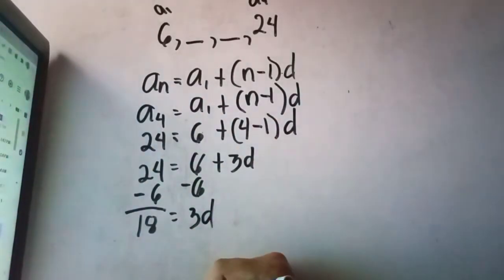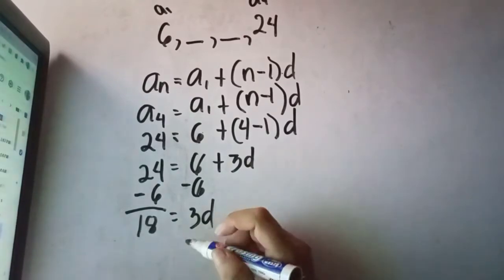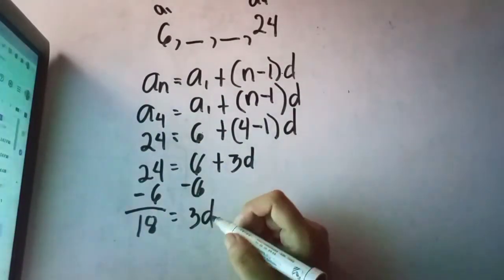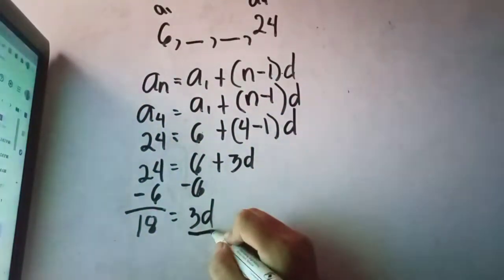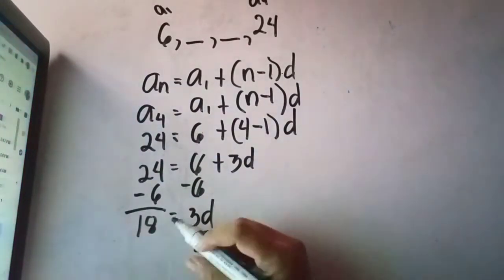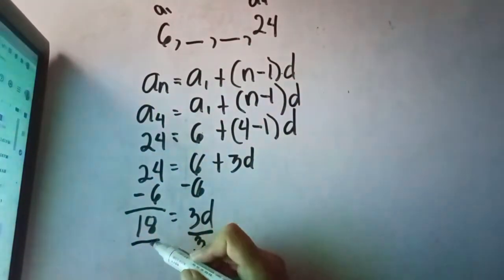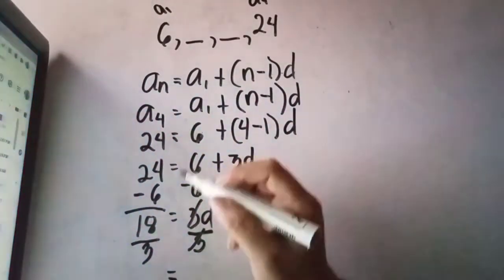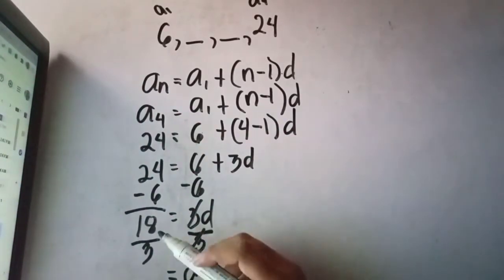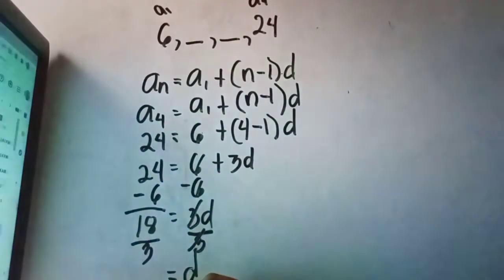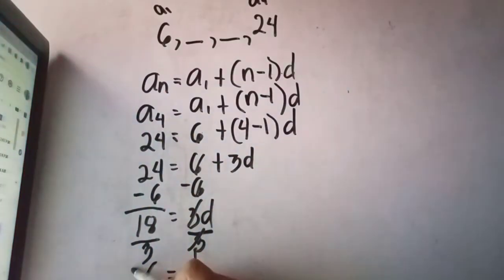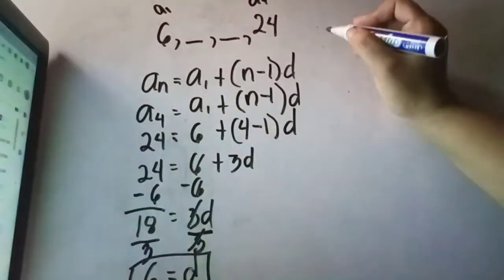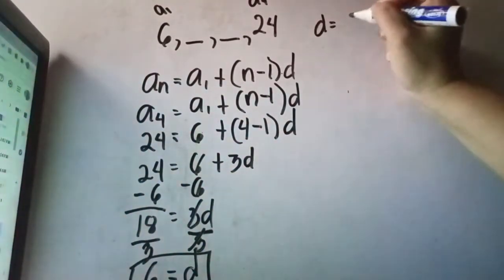3d. So, para naman maiwan yung d lang, since it is 3 times d, so gagawin natin, i-divide natin yung 3d sa 3. So, kapag nag-divide tayo ng 3 dito, magdi-divide din tayo ng 3 sa kabilang side. Okay, so makakancel na yung 3 dito. So, ang matitira na lang ay d. So, dito naman sa kabila, 18 divided by 3 ay 6. So, meron na tayong value ngayon ng d. So, ang ating d ay 6.